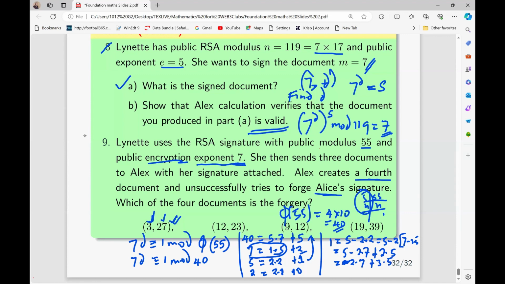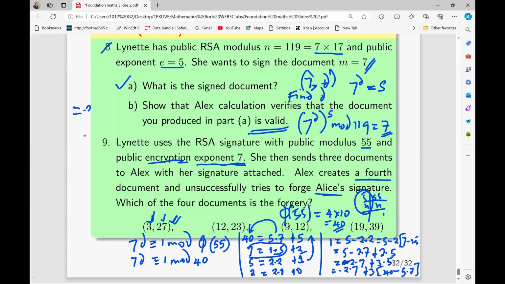Now let's substitute the 5 by the equivalent. This is negative 2 multiplied by 7 plus 3, and instead of 5, you have 40 minus 5 multiplied by 7. Okay, let's open that bracket. I want to do it from here.